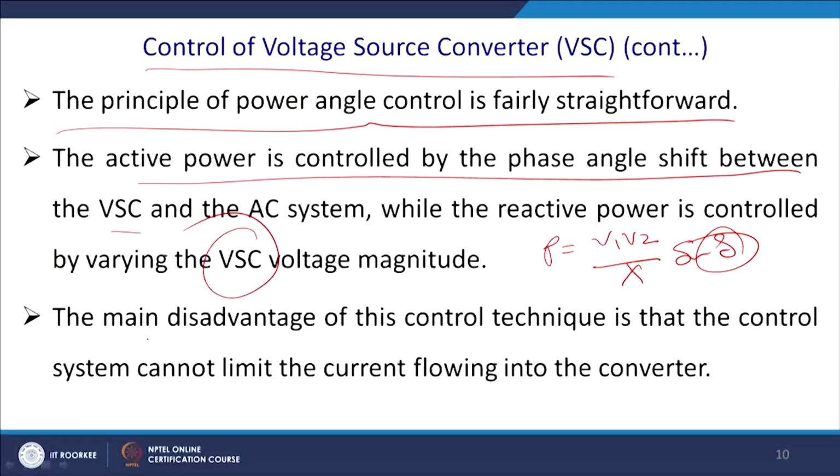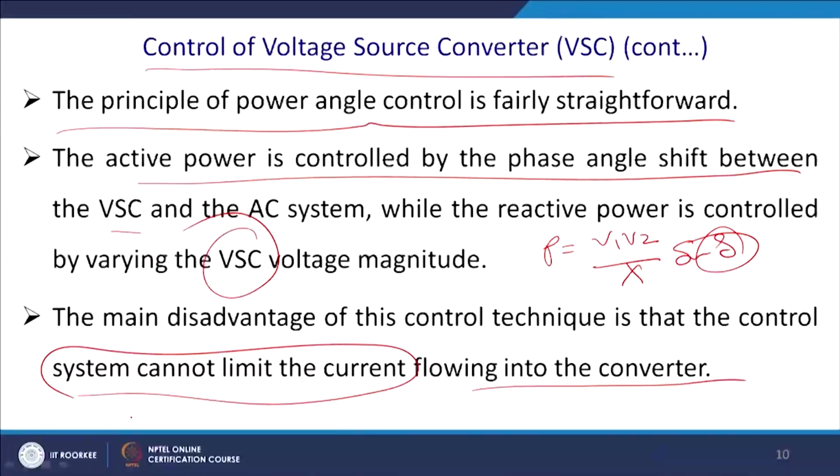The main disadvantage of this control technique is that the control system cannot limit the current flow within the converter, because ultimately, once you are increasing the power, essentially you are not changing the voltage, and thus we are changing the current. So, it has a limitation on the flow of current, ultimately it will be restricted by the protective devices. So, you have limitations of the power change.